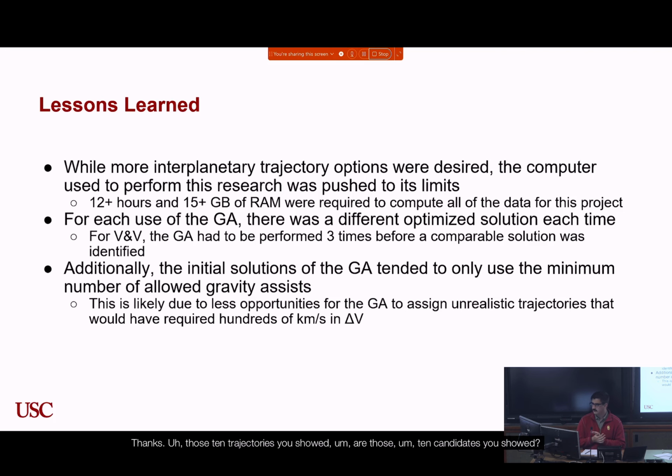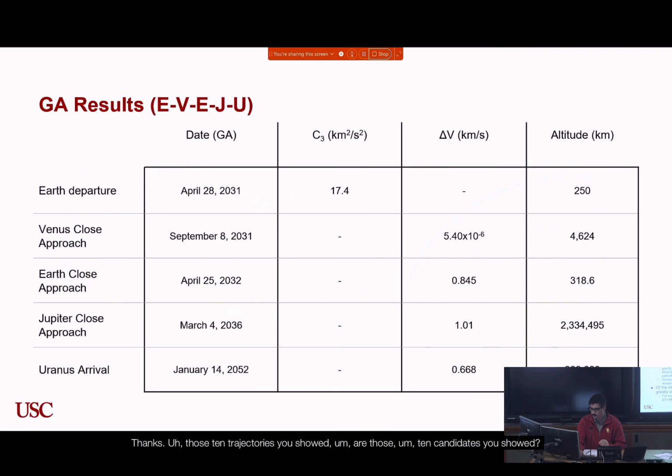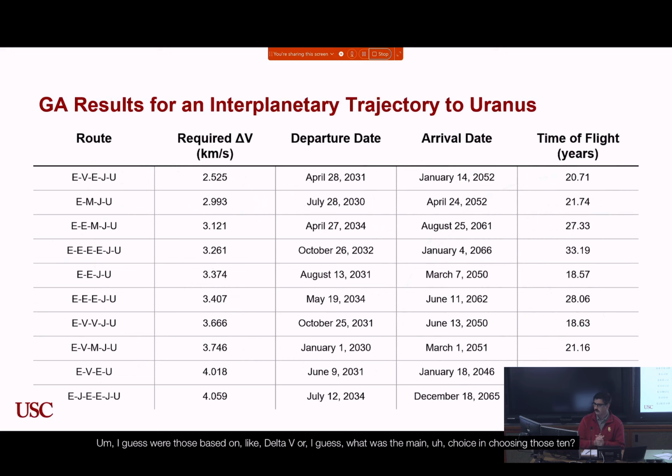Those 10 trajectories you showed, or those 10 candidates you showed, were those based on delta V, or what was the main choice in choosing those 10? Yeah, so I just built this list based off of the 10 lowest delta V requirements. So as you can see, it ranged from 2.5. Actually, the 60th trajectory was about 12 kilometers per second of delta V, but ranging anywhere from 2 gravity assists up to 7 in my list of 60. And so yeah, I just listed it by delta V. That's what I was trying to optimize for this project.